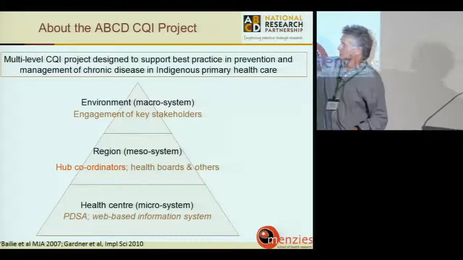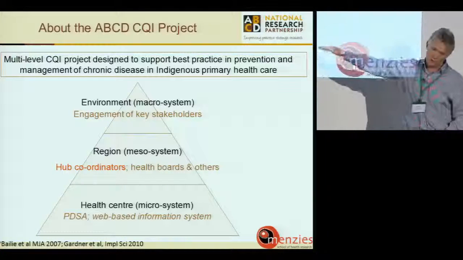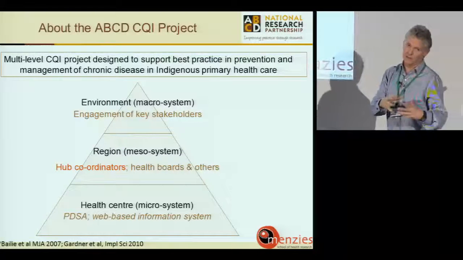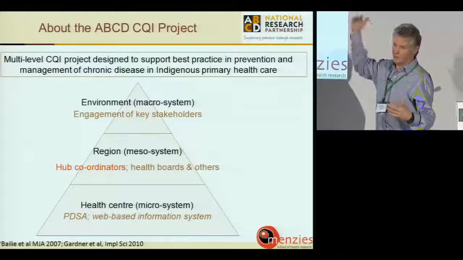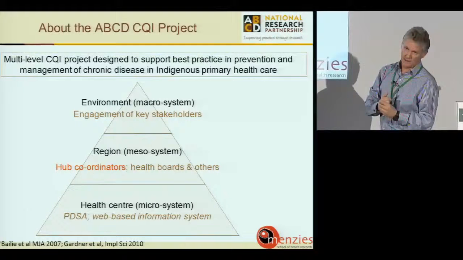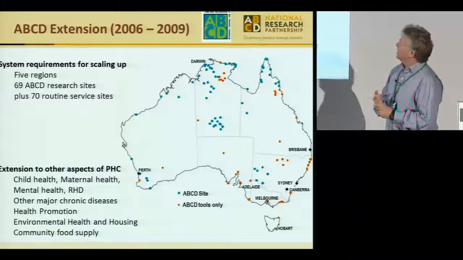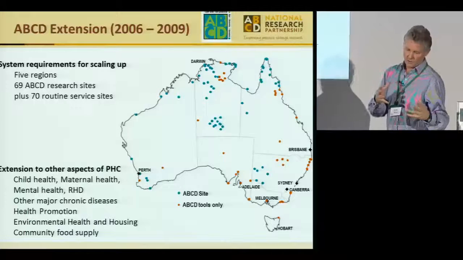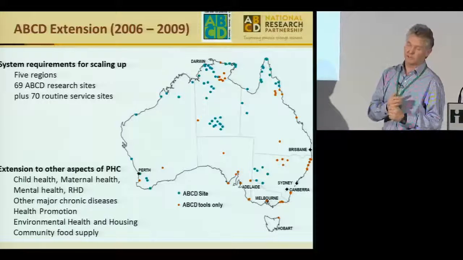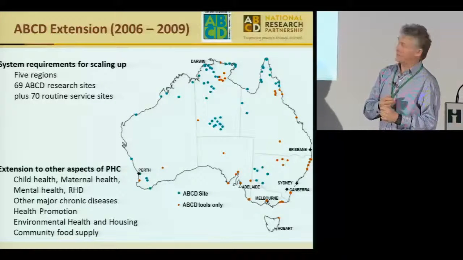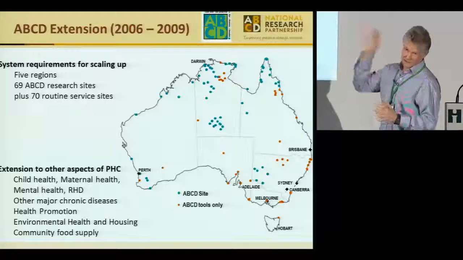While we have an interest in working at those levels, we really focused on providing support to local health teams to improve quality of care at the local health centre level. That remains our primary focus. But we understand that we need to work at other levels of the system to achieve sustainable change. So on the basis of some evidence of feasibility and acceptability and positive engagement by those 12 health centres in the top end, we then developed an extension phase of the project from 2006 to 2009. This has all been funded by research.